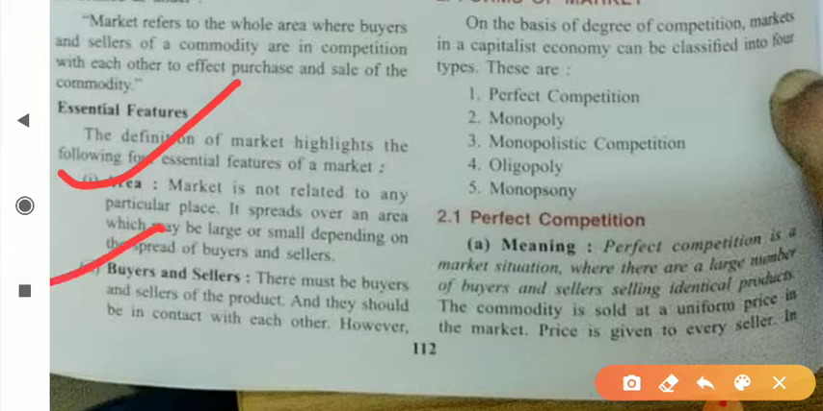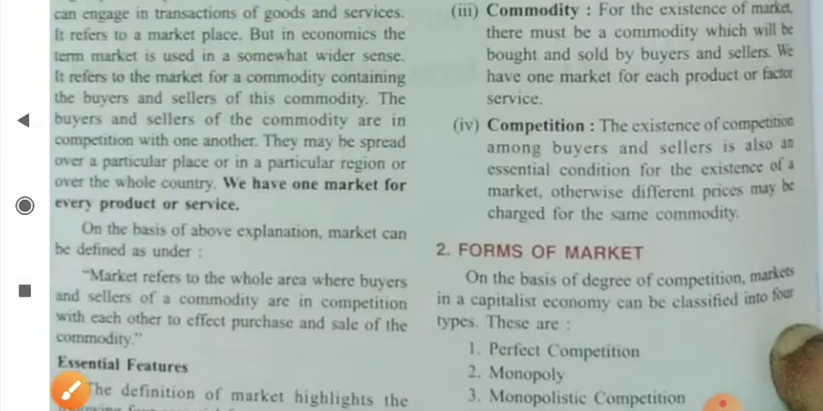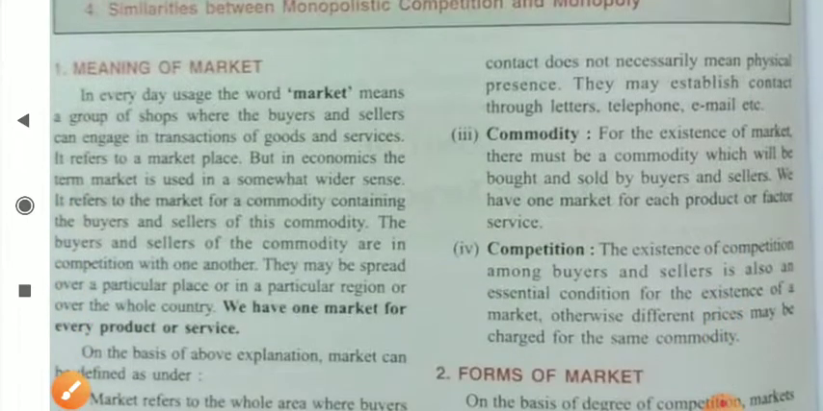Second, buyers and sellers. There must be buyers and sellers of the product, and they should be in contact with each other. However, contact does not necessarily mean physical presence. They may establish contact through letters, telephone and emails, which we can see in the purchase and selling of commodities on Flipkart, Amazon and other commercial websites. So this also reflects the market condition.